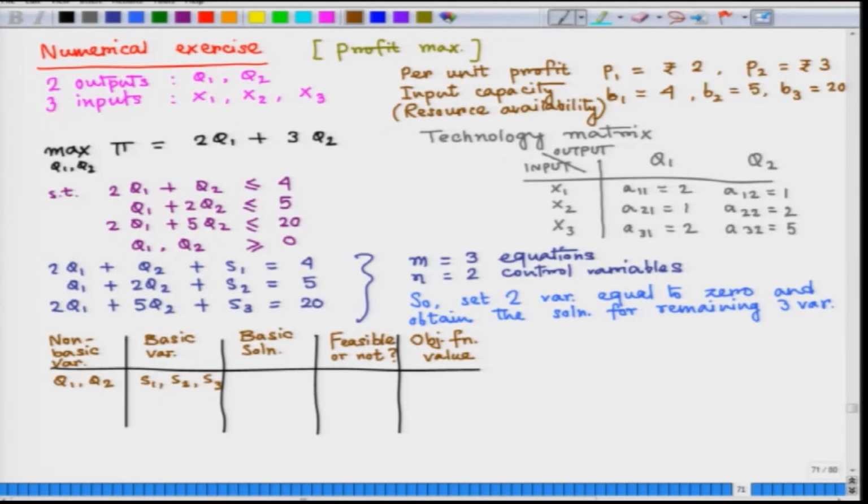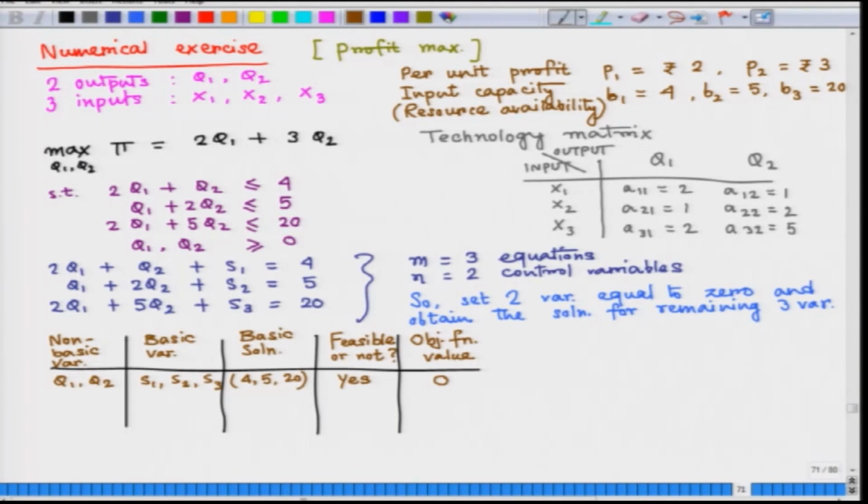Okay. Then what will be the basic solution from the system of equations? So, of course, we have 3 variables in 3 equations now, because q2 and q1 take 0 values, right. So, then the basic solution will become 4, 5 and 20. Okay. So, is this a feasible solution? Yes, of course, because this basically gives me the origin point of the solution space. So, here at the origin all technical constraints and non-negativity constraints are satisfied. Now, what will be the value of the objective function if I evaluate this solution? Then I get 0, right.